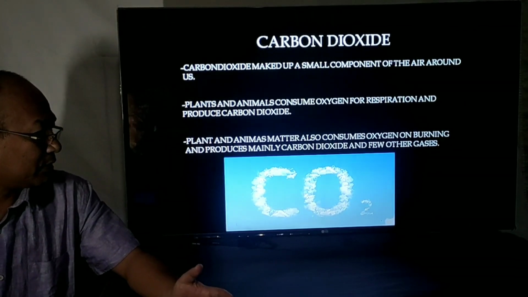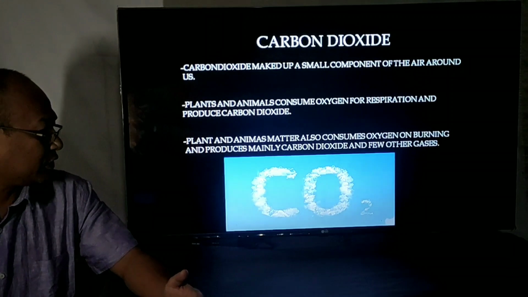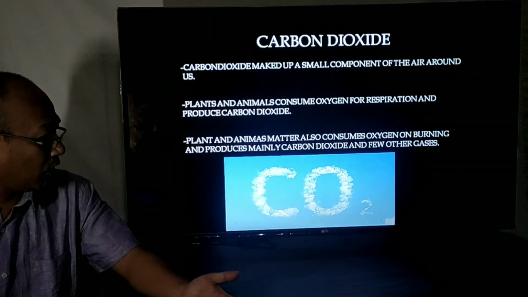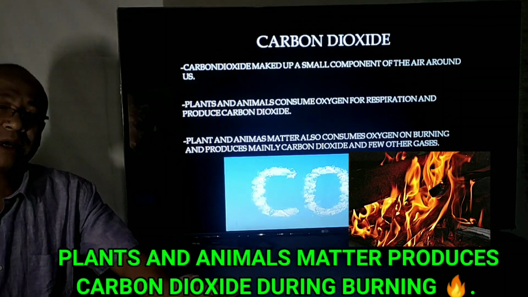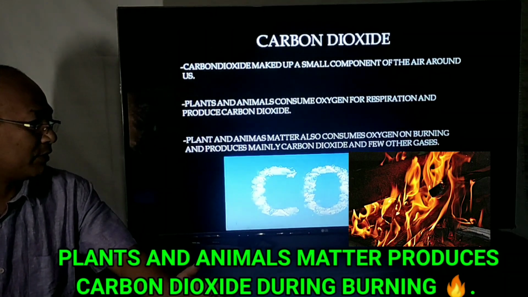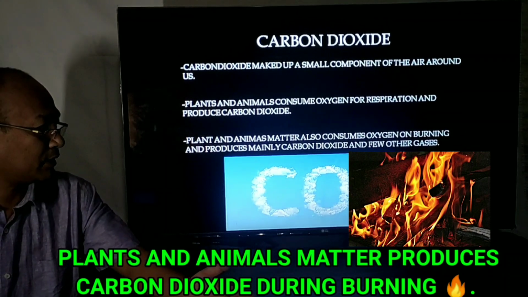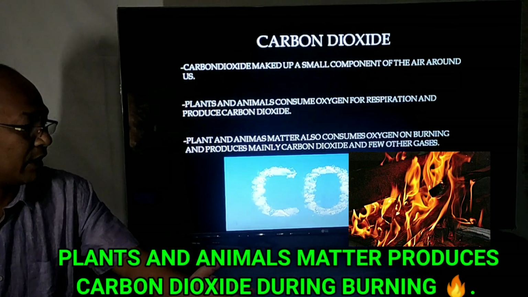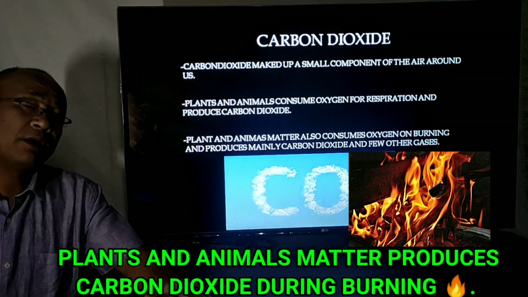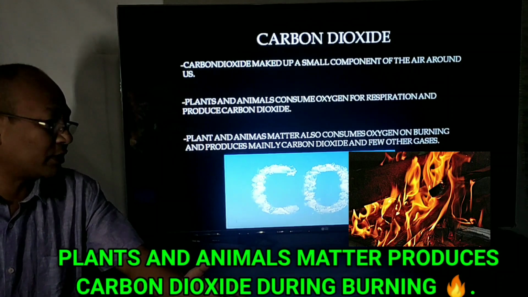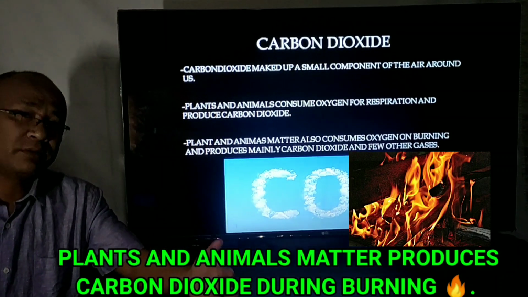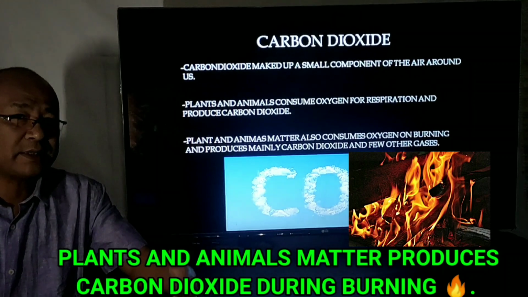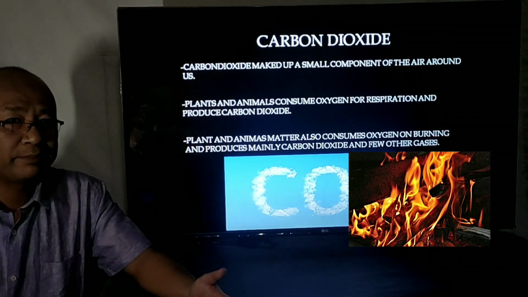Plant and animal matter also consume oxygen on burning and produce mainly carbon dioxide and a few other gases. So any kind of matter that on burning uses oxygen produces mainly carbon dioxide. So this also shows how the carbon dioxide is added into the air.